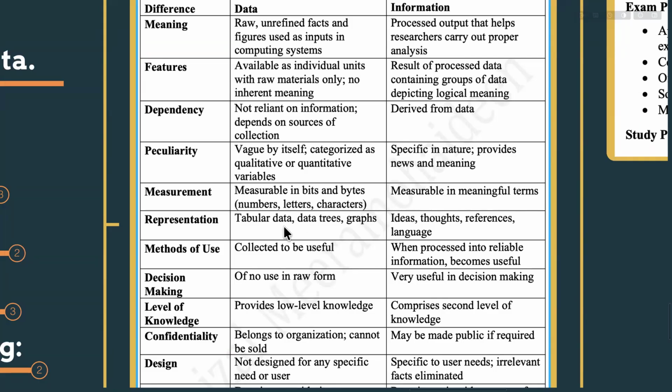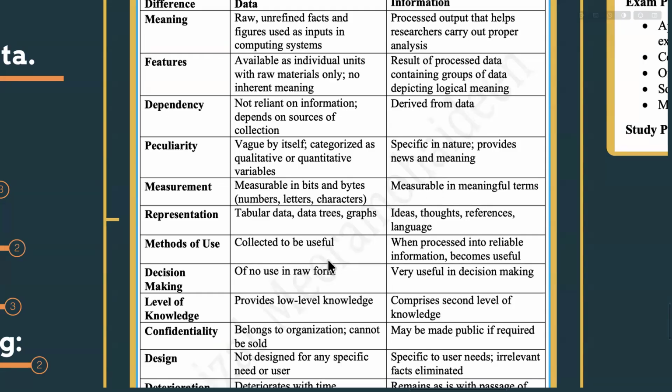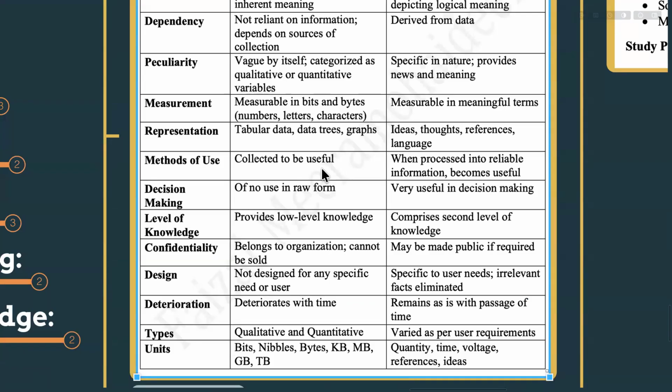Let's say the representation of the data is like an Excel spreadsheet with rows and columns of numbers. But information is like a manager's report: your country branch is performing very excellently, you should expand it. So that is thoughts, references, language. And the method of use: data is collected to be useful, and when it is processed into reliable information, it becomes useful. That's the method of use.